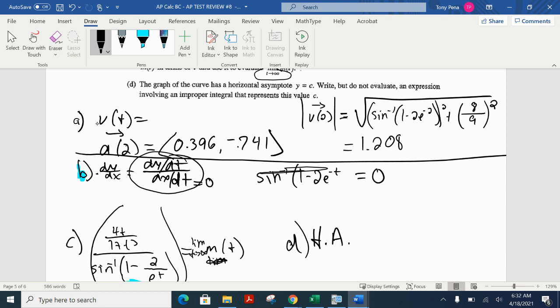If I have a horizontal asymptote, remember how we found those? If you watch some of the previous videos, you would have talked about this recently, is you take your function, whatever that is, and we find our limit as x goes to infinity or negative infinity. So as far left as you can go and as far right as you go, if we have a horizontal asymptote, we should basically be finding our asymptotes as we move further right and further left. So that's what this is saying. Limit as x either goes to positive or negative infinity for that function. So it says write, but do not evaluate an expression involving an improper integral.